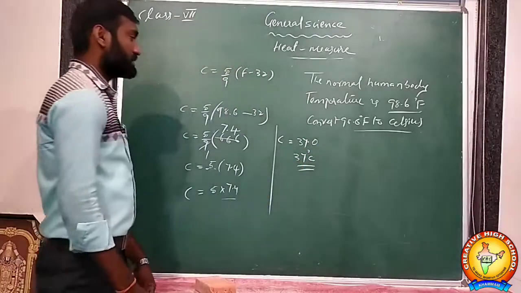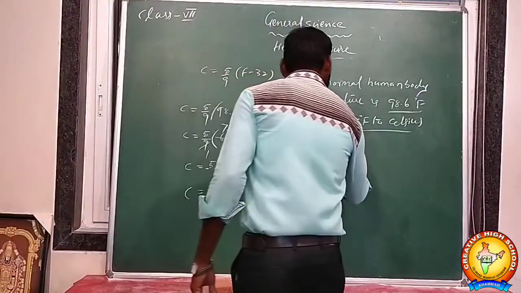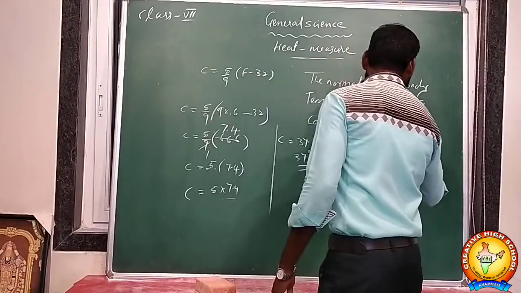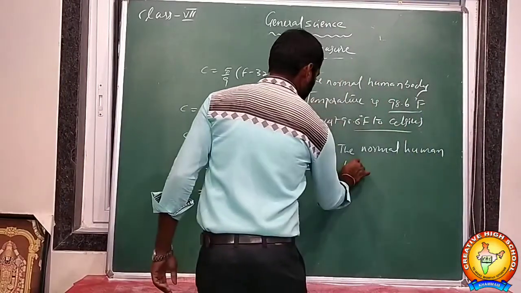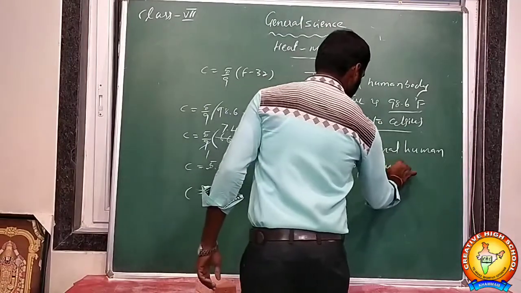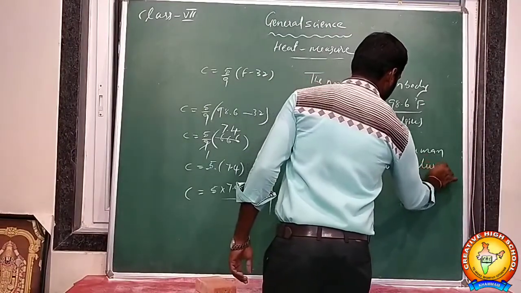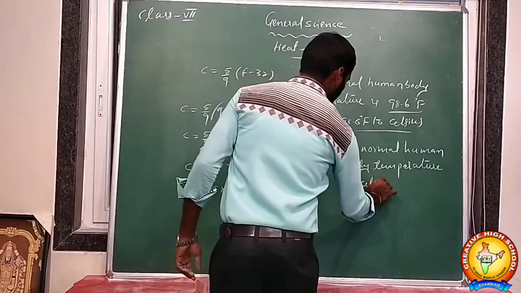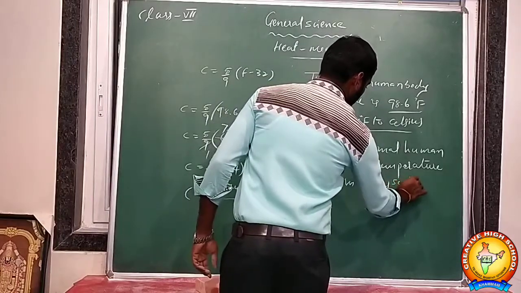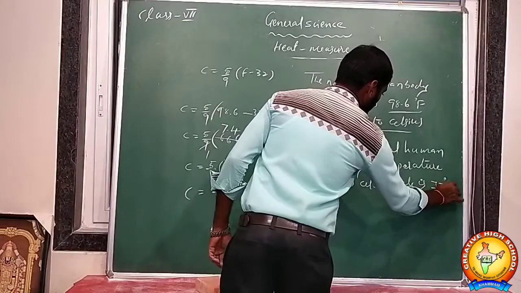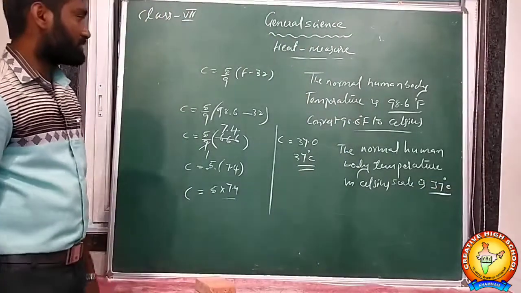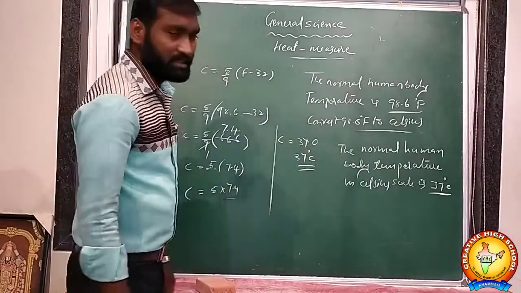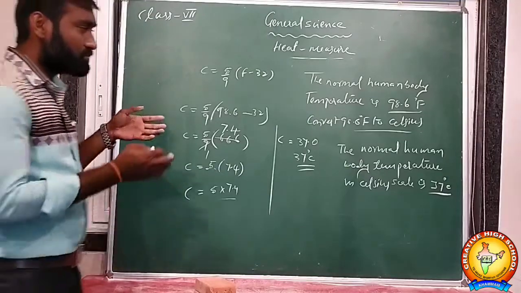So this is 37 degrees: the normal human body temperature in the Celsius scale is 37 degrees Celsius. In Fahrenheit it is 98.6 degrees, and in Celsius it is 37 degrees Celsius. See, we convert easily.